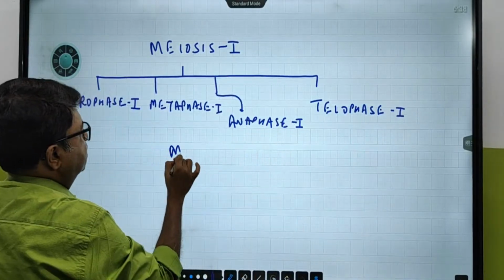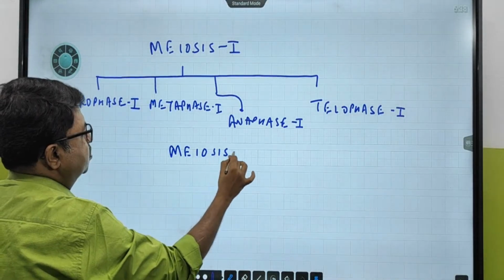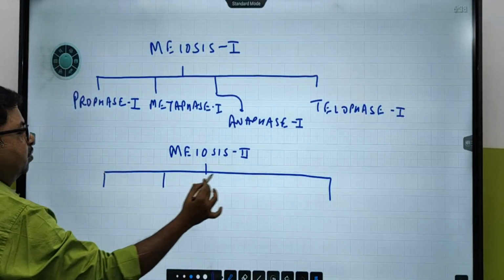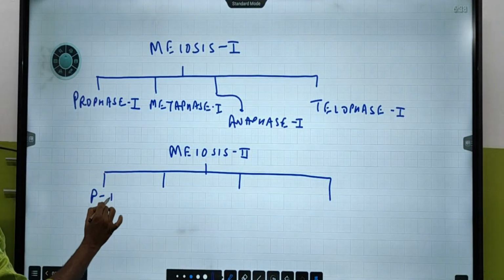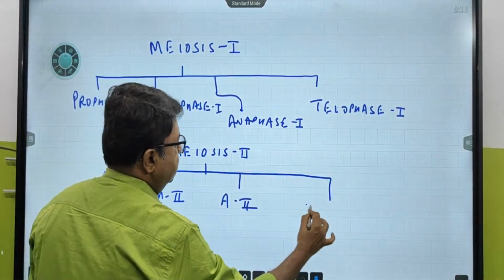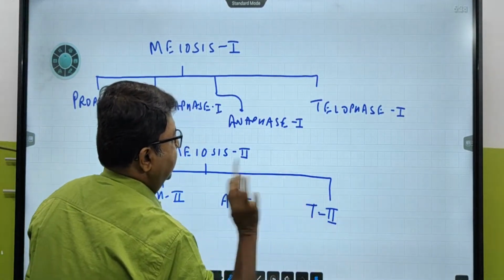And what about meiosis 2? The same one. Meiosis 2 is going to consist of the 4 stages, and those are prophase 2, metaphase 2, anaphase 2, telophase 2. Fine.